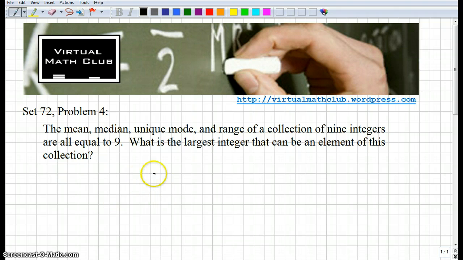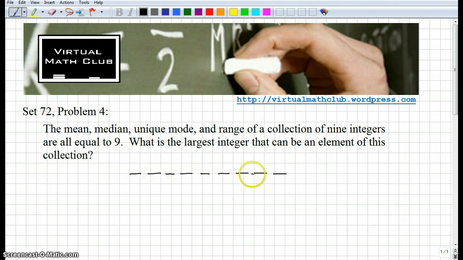Alright, well, if I knew what the 9 elements of this collection were, what I would probably want to do to find mean, median, and mode would be to list them in order. So I'm just going to write 9 blanks. Those will just be placeholders for the numbers, okay? And we'll assume that they're ordered from smallest to largest. So what do I got here? 1, 2, 3, 4, 5, 6, 7, 8, 9. Okay, so there's 9 blanks.